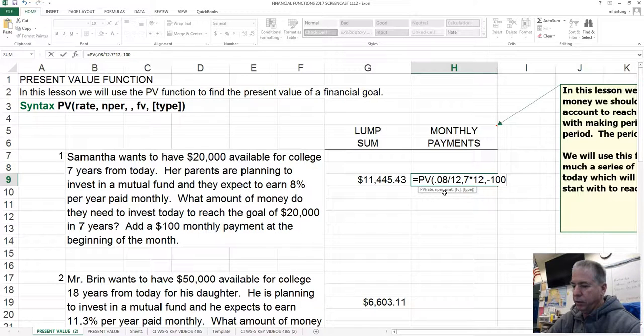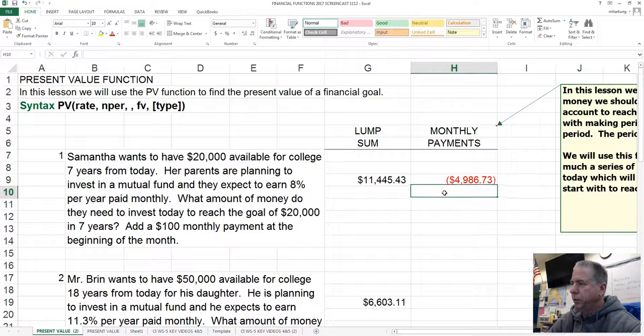And then, just like before, we want to put in our financial goal, which is $20,000. Don't forget that comma. $20,000. And then the last thing we have to do is put in the type. And so we put in a number 1 to show that we're making that payment at the beginning of each period. And you close it all in parentheses. So I'll leave that up there just for a minute for you. And we'll press enter and see what we get.